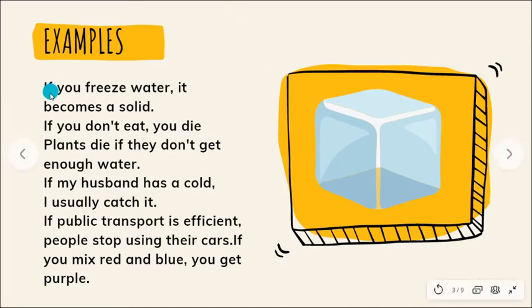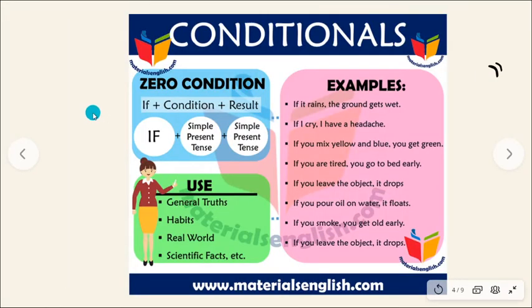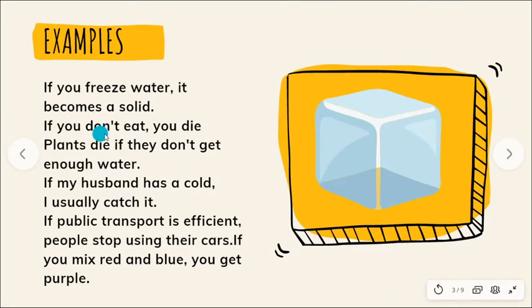¿Qué es lo importante aquí, chicos? Si vemos acá, se está usando presente simple y el resultado también está en presente simple. ¿De acuerdo? Acá tenemos el don't. If you don't eat, entonces, como resultado, pues ya sabemos qué sucede cuando no comemos.